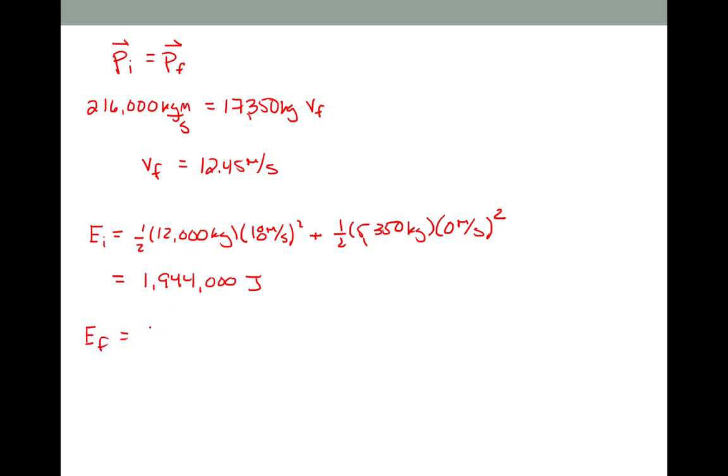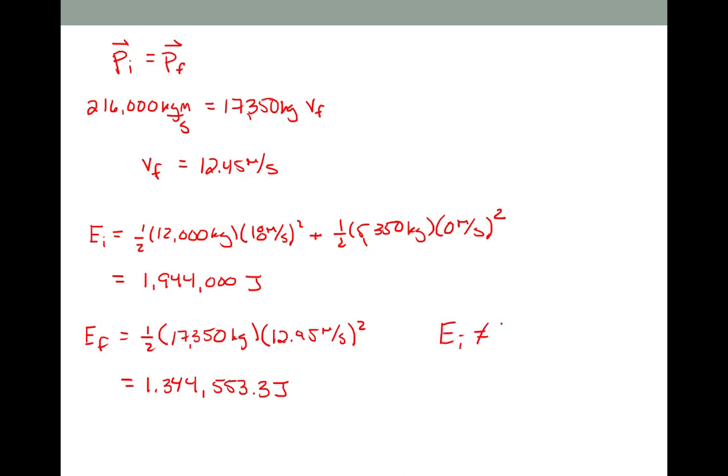The final energy will be 1/2 multiplied by the combined mass, which is 17,350 kilograms, times the final speed squared, and that works out to be 1,344,553.3 joules. And as we can see, as expected, our initial energy does not equal the final energy. It's not even close. Therefore, energy is not conserved.